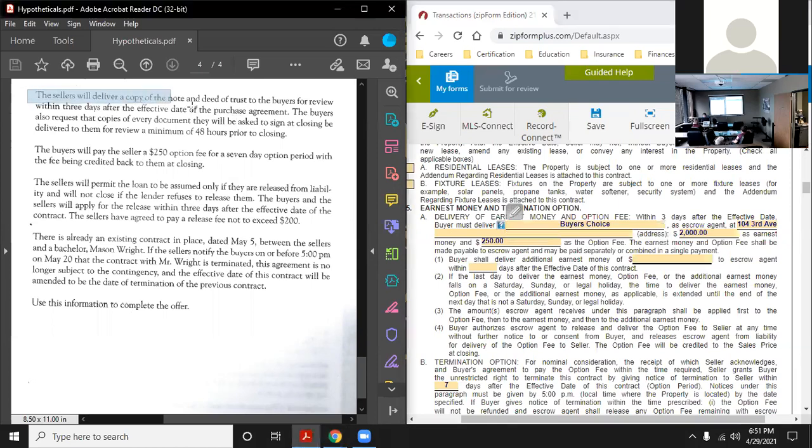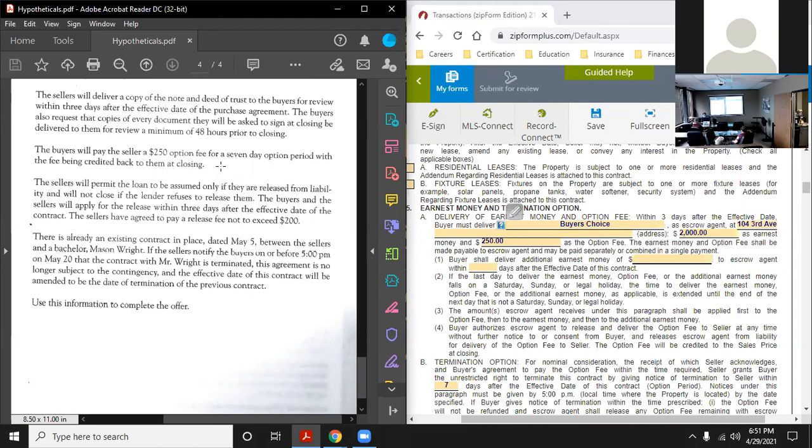This is something that will go on the seller's, or the loan assumption, that the sellers will deliver a copy of the note and deed of trust to the buyers for review within 3 days. The buyers also request that copies of every document they will be asked to sign at closing be delivered to them for review. There's no order for that either on this contract.